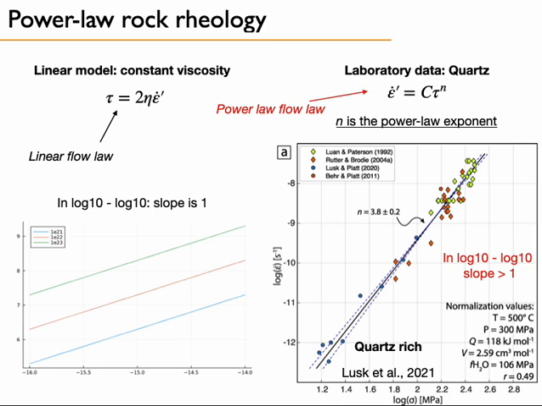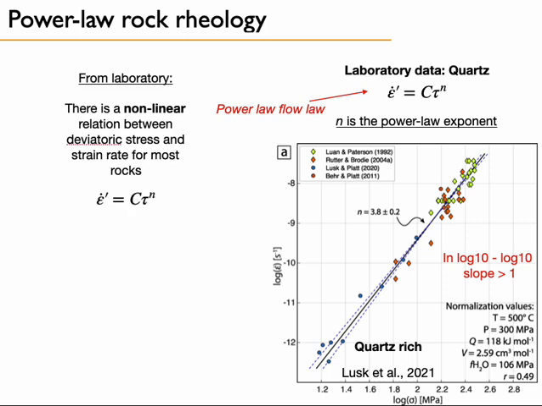To explain this data, we need to introduce another rheological relationship, and that is the power law flow law. Here we have the strain rate that relates to stress with a coefficient C and an exponent n, which is the power law exponent. These coefficients C and n have to be calibrated by rock deformation experiments. It turns out that there is a nonlinear relation between stress and strain rate for most rock, and for this we need to use this power law flow law.